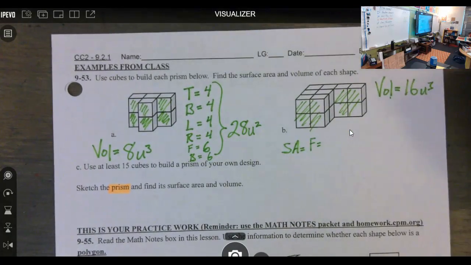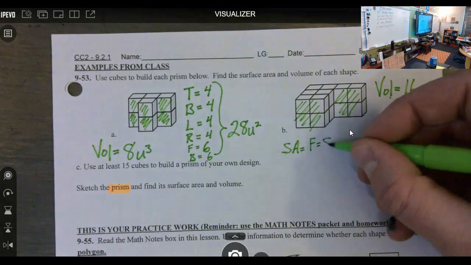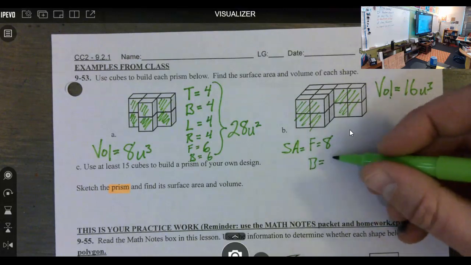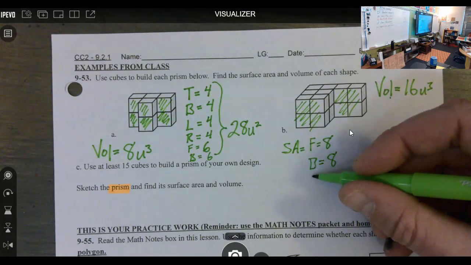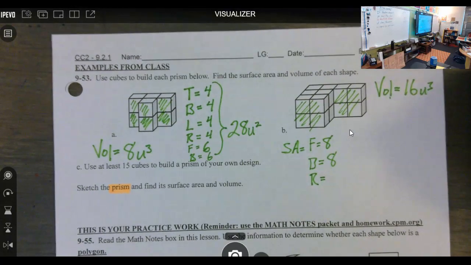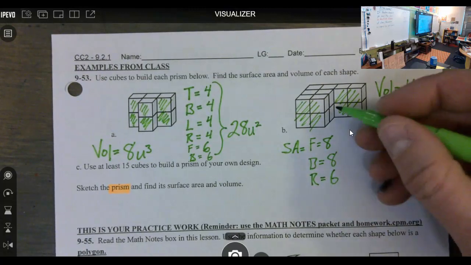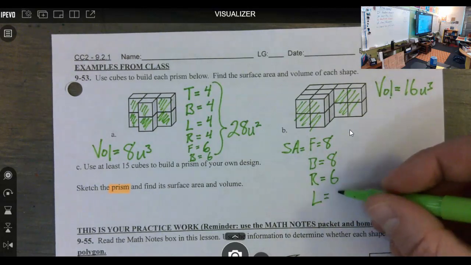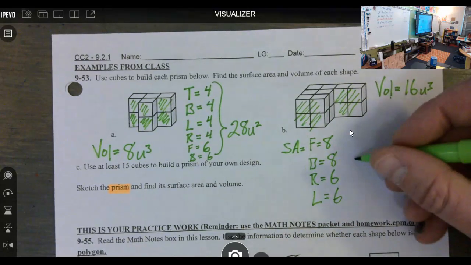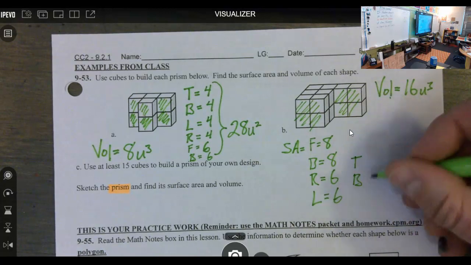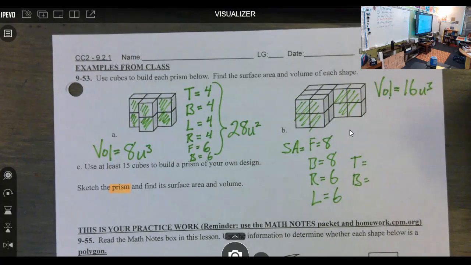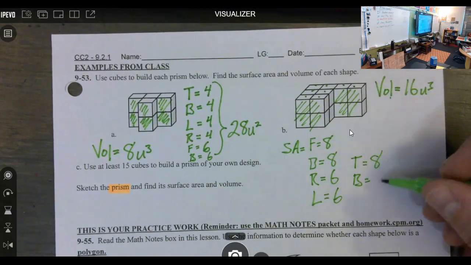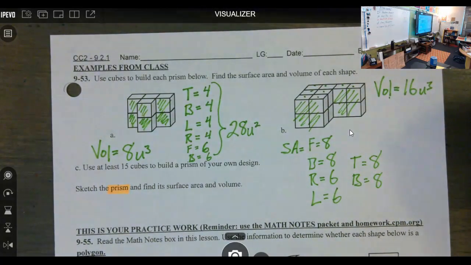I think our front is 8. Is the back the same? Yeah. What about the right? 6. Because we can see the right, so I think it's better to start with right. And would the left be the same? Yeah. And then top and bottom? 1, 2, 3, 4, 5, 6, 7, 8. And same on the bottom.